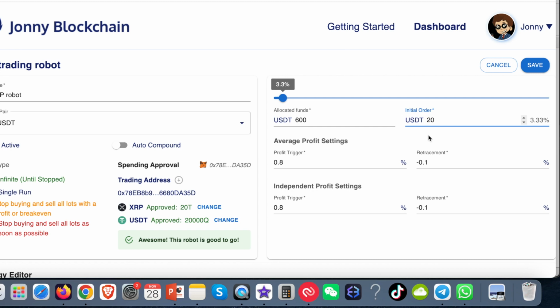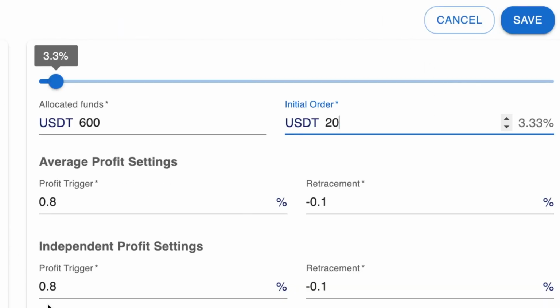Understanding the settings inside your trading robot. So the first thing we're going to look at is the settings on this side here. As you can see here, it says allocated funds. That means the amount of funds you're prepared to spend on this robot if the price in the market keeps on dropping. If the price keeps dropping, your robot will want to buy more trading lots.